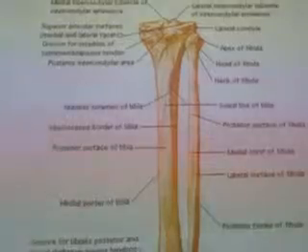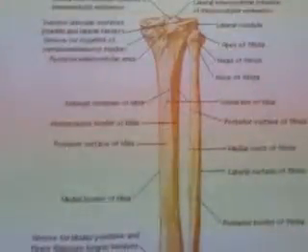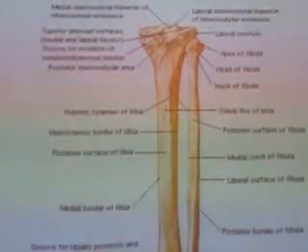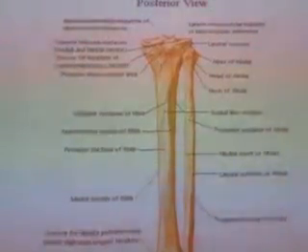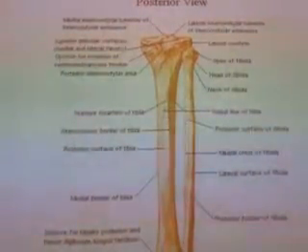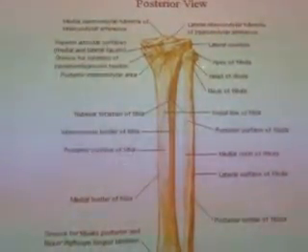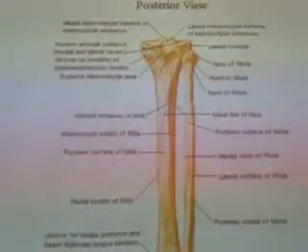It winds around the neck of the fibula, and then it divides into two branches, superficial and deep. We'll talk about that later. So that's why this relation of the neck of the fibula is important.